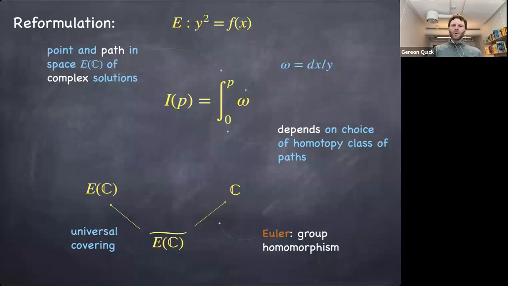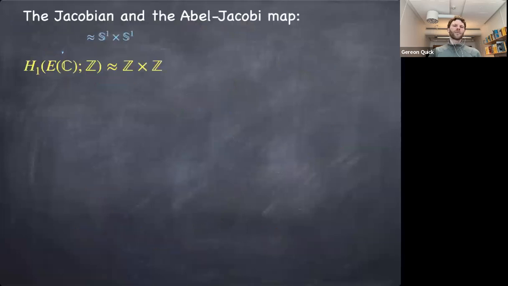Okay, but is there still something that we can say about associating to a point P in E of C the complex number using this integral? Okay, so we just learned that this integral depends on the homotopy class. So let's study then the path or the fundamental group of our space.